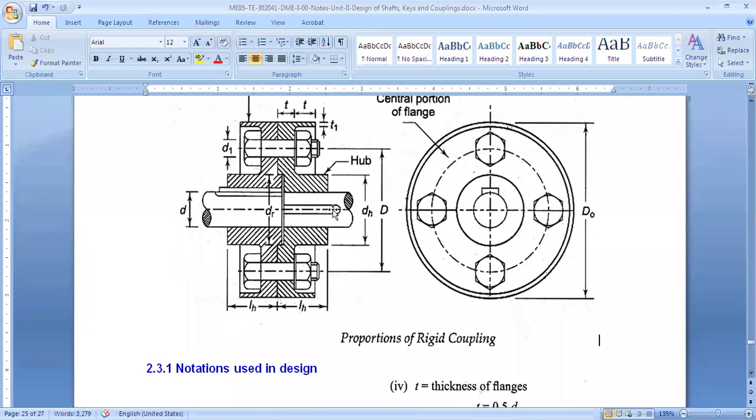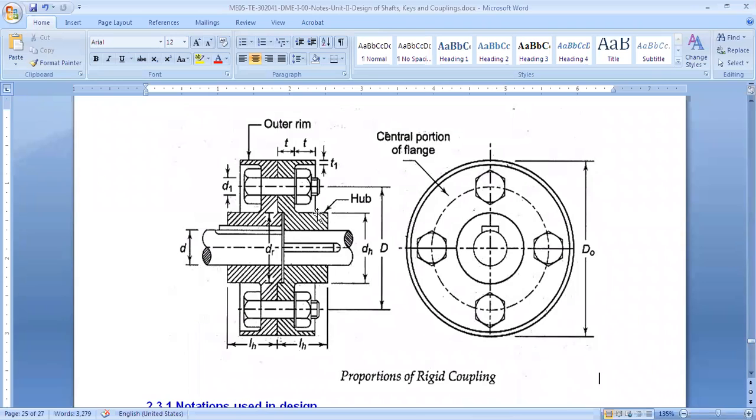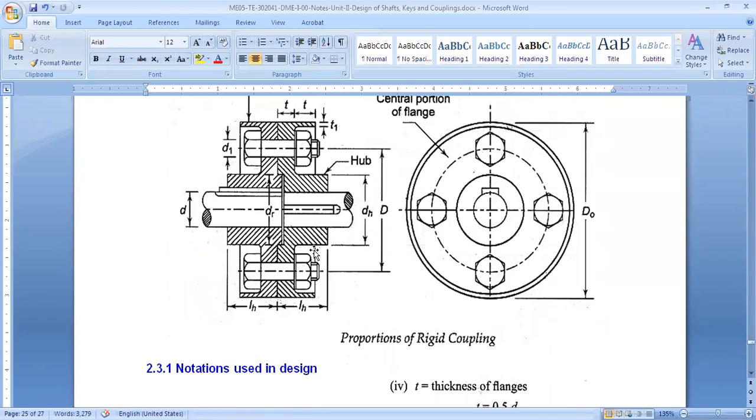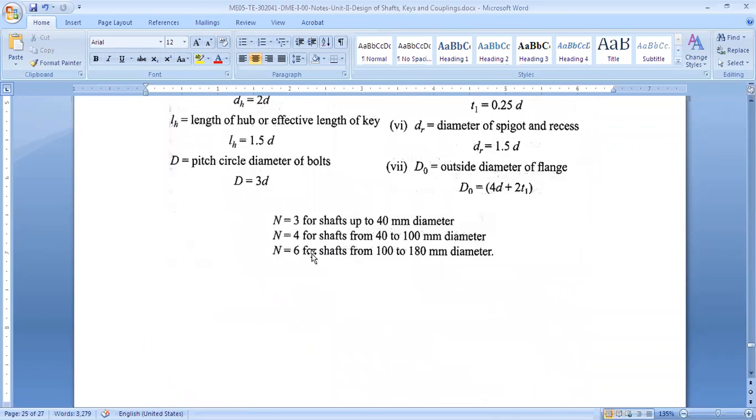Okay, anybody has any doubt till now? We are doing a design of a flange coupling. We have seen different parts of it: shaft, hub, flange, nut and bolts, and then different dimensions: small d, diameter of the shaft, DH, diameter of the hub, capital D, PCD of the bolts, D0, outside diameter of the rim, which is 4d plus 2 T1. Then we have seen thickness of the hub and thickness of the flange, right? So now we will see what different kinds of failure it can undergo, and make sure that it will not fail under those failures.